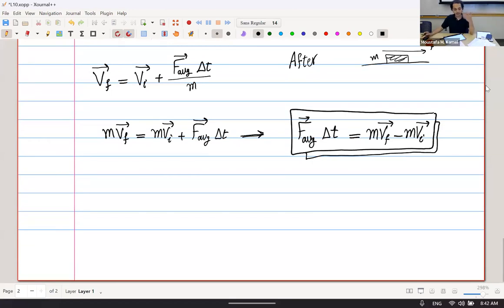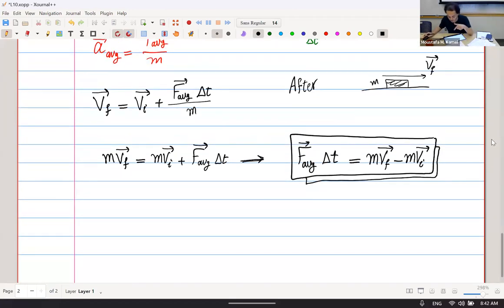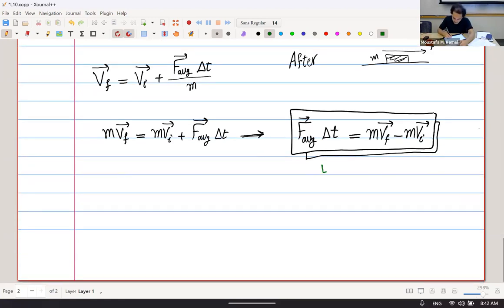This tells us if we act on the puck by an average force for an amount of time delta T, velocity changes from V initial to V final. This is what is known as the impulse momentum theorem, written down explicitly. There is another form, compact form. We will see it now.